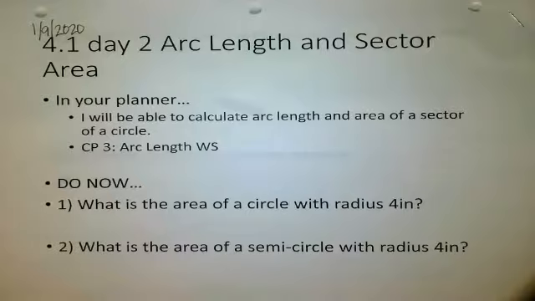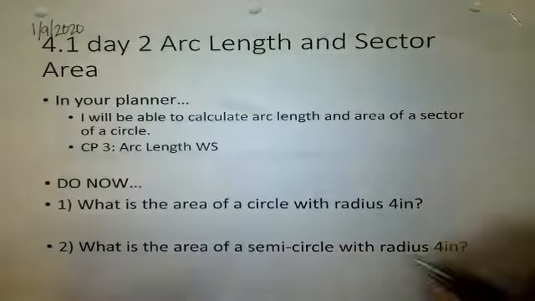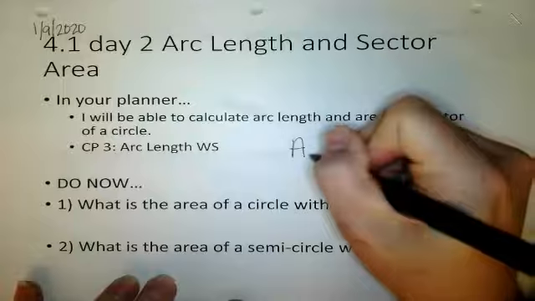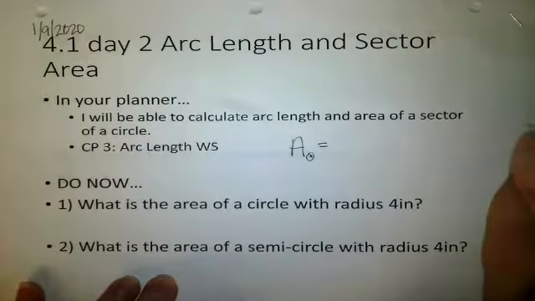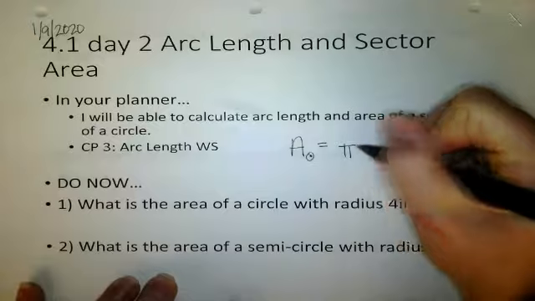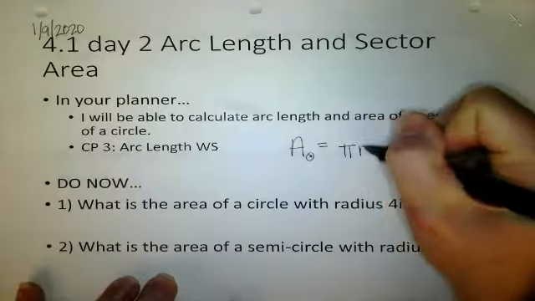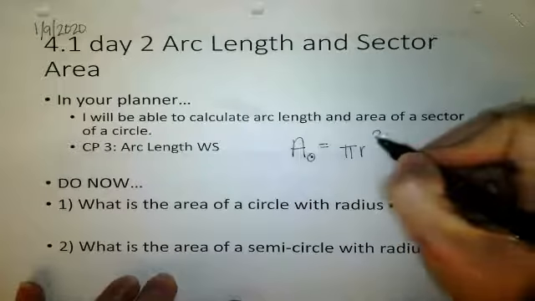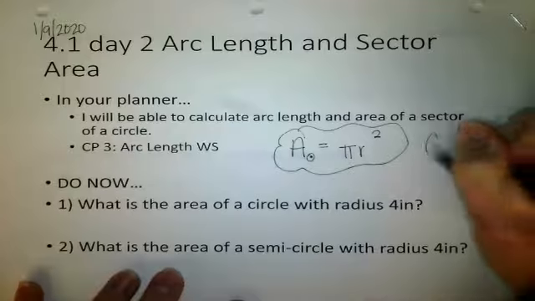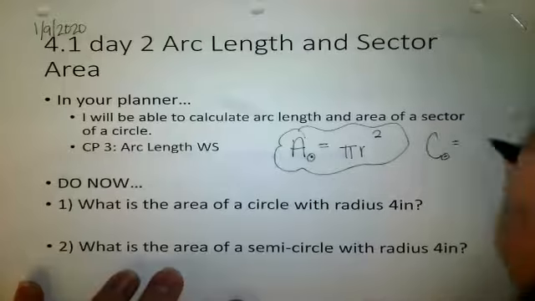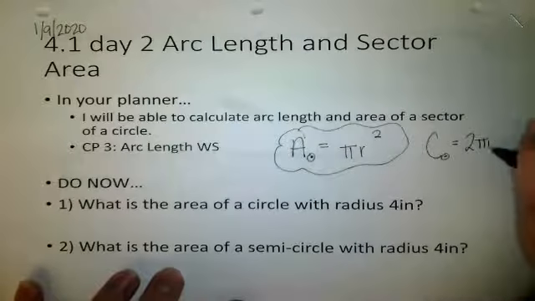All right. So here we go. What is the formula for area of a circle? Pi r squared. Ladies and gentlemen, my God, you must know these formulas. What is the formula for circumference of a circle? 2 pi r. Very good.